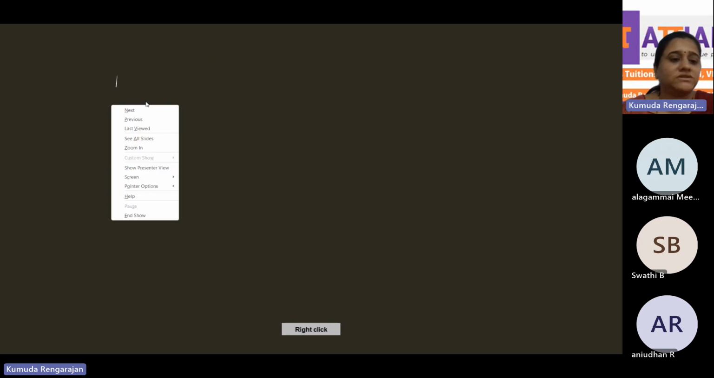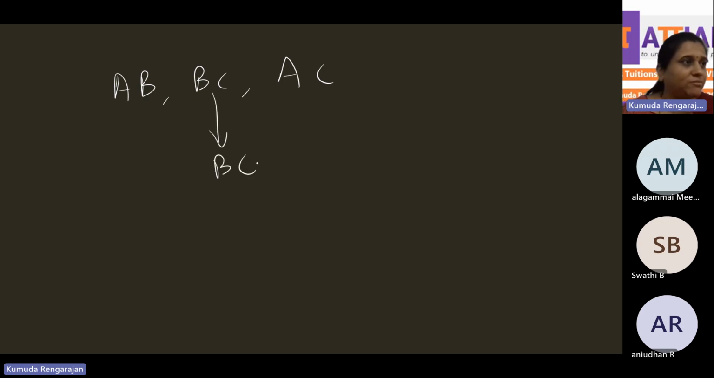So if the triangle is ABC, then the sides are AB, BC, and AC. Supposing BC is the hypotenuse. So you should write BC square separately, is equal to AB square plus AC square. Or you can write AB square plus AC square is equal to BC square.